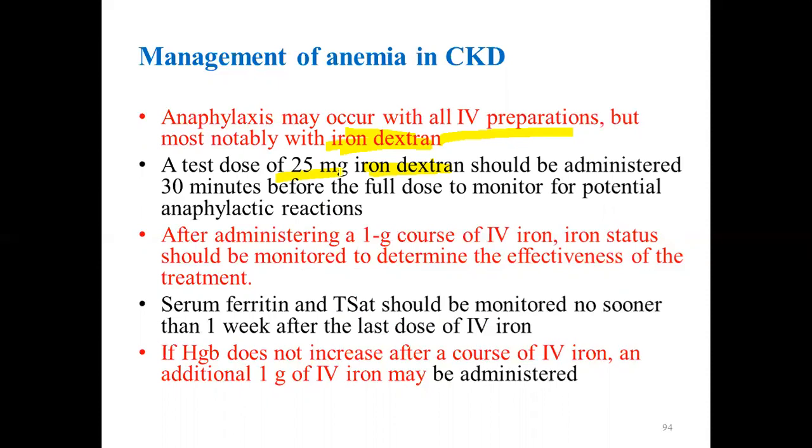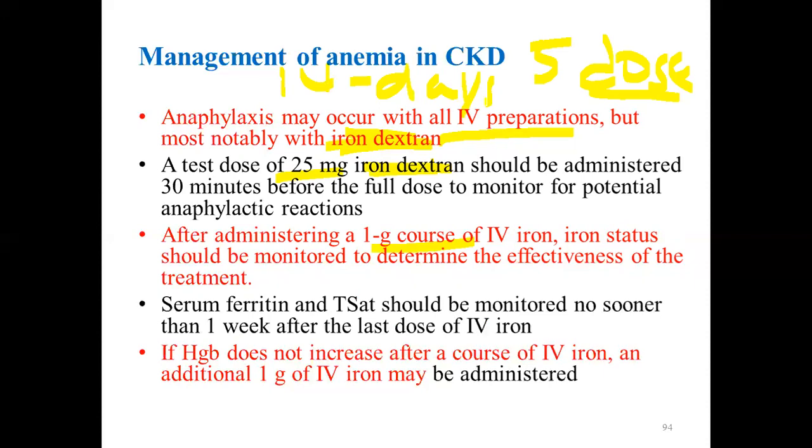Then after that, you give it in divided doses, like a 1 gram course of iron. If you give IV iron, you give 1 gram, but it should be in divided doses. For a non-dialysis patient, you need to give 5 doses, at an interval of 14 days. In the interval of 14 days, you give 5 doses, but the total dose of iron should be 1 gram.